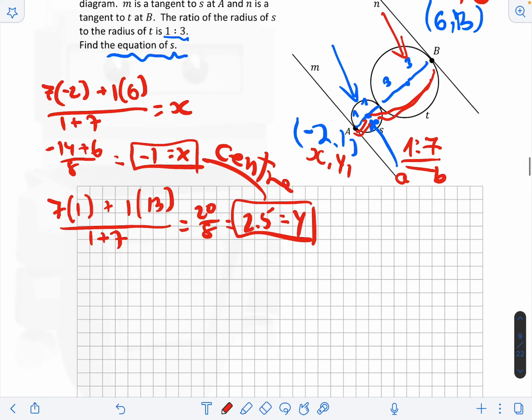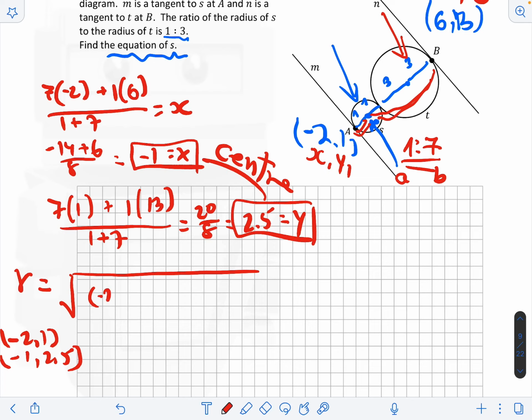Now they want the equation of the circle, so we need to find the radius. And the radius of this circle is just the distance between the center and the edge. So I'm just going to use my point -2, 1, and my center that I found now, which is -1, 2.5. So the distance is the difference between the x's squared plus the difference between the y's squared. And that gives me the square root of 1 plus 1.5 squared, 3.25. I'm not calculating it because that's just r.